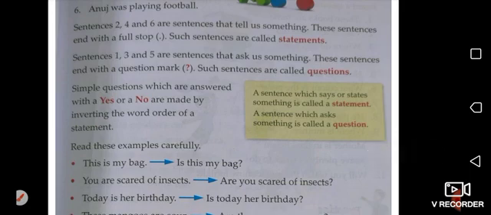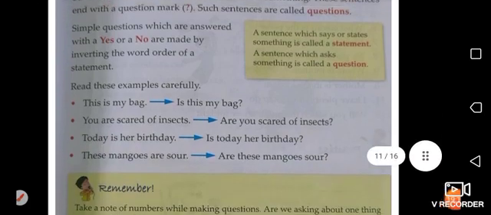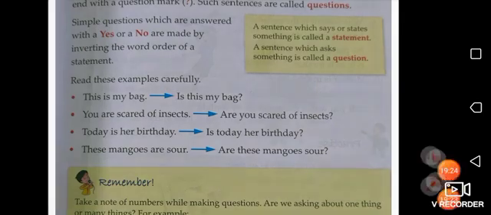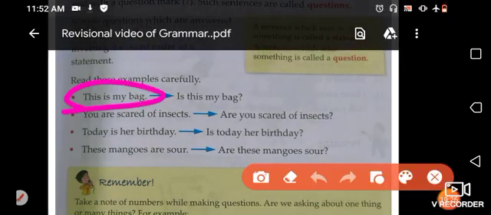Okay. Simple questions which are answered with yes or no are made by inverting the word order of a statement. Read these examples carefully. This is my dog. This is my bag. So if you have to convert this sentence into a question, then what you will do is keep the helping verb in the beginning. You will put the helping verb that is in the middle of the sentence at the beginning of the sentence.